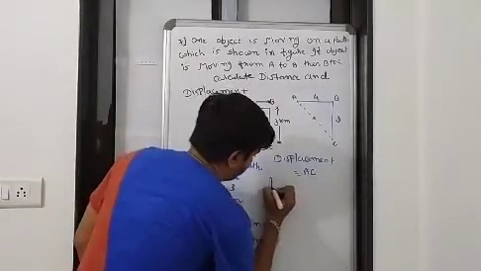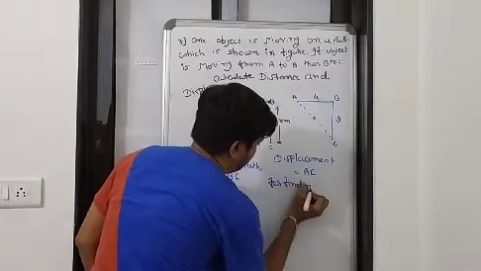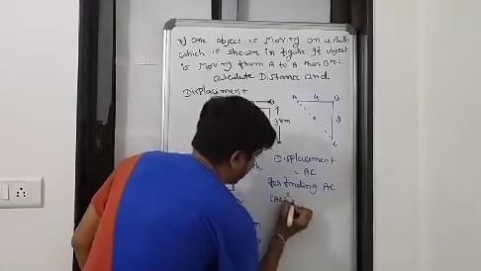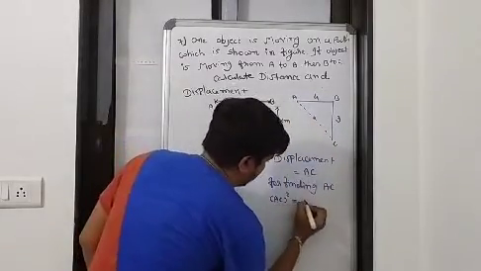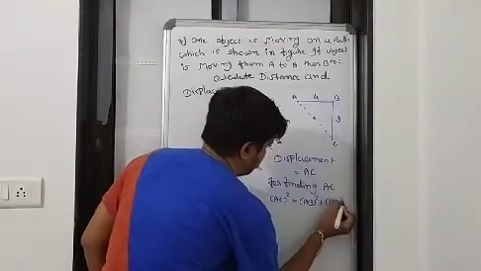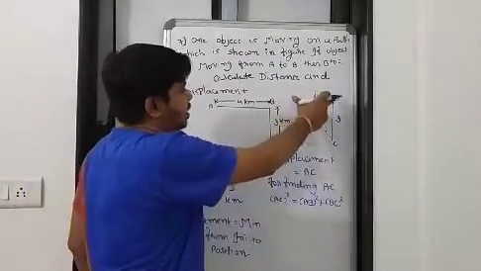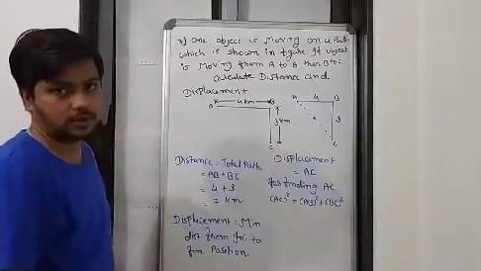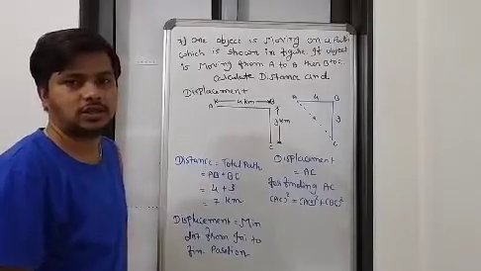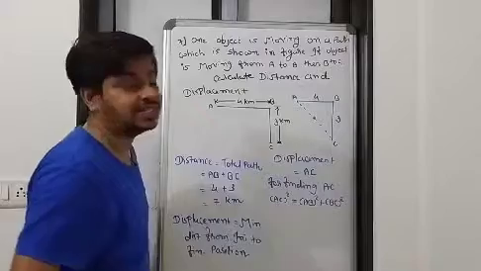For finding AC: AC square is equal to AB square plus BC square, according to Pythagoras theorem. Right? You have to take the summation of the squares of the other two sides. So, AB square plus BC square.